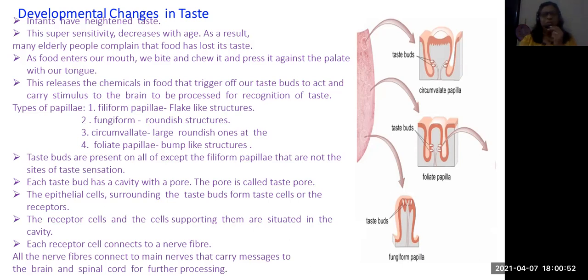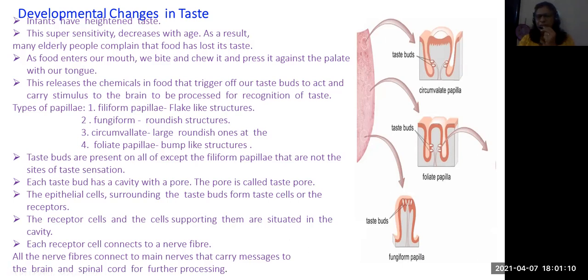And just now we have seen already filiform. This is a flake-like structure. Okay, filiform, that is what? Flake-like structure. And fungiform, roundish structure.